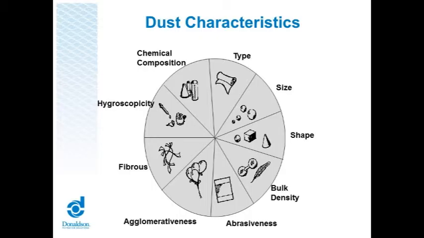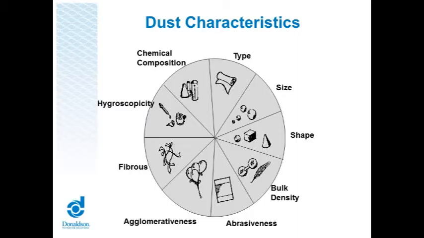If you hear my dust is hygroscopic, that means it'll take on water. My dust is abrasive, that's self-explanatory. It'll eat through things pretty quickly. It's fibrous. If it's agglomerative, that means you can pack it into a ball and it'll stay there, kind of like a snowball. But you're looking at all these different characteristics to try to figure out the best media, the best collector, the best way to capture that dust and get it out of your system the most effectively.